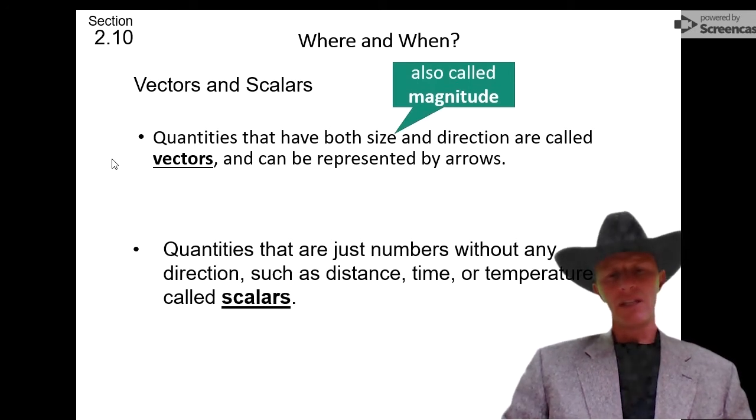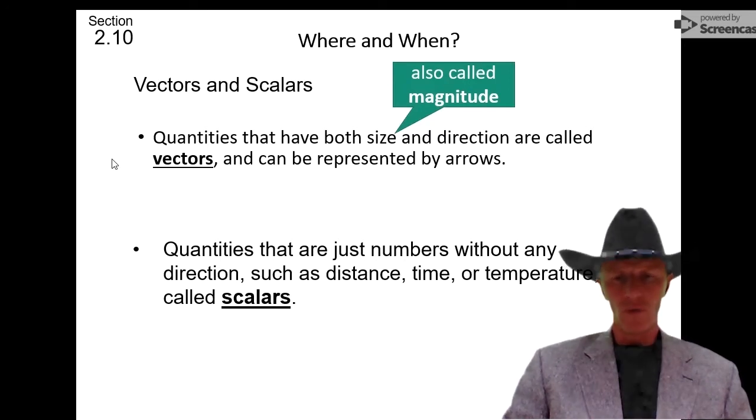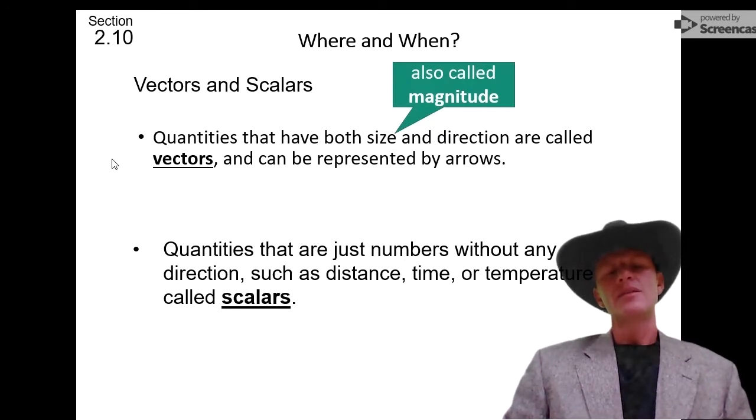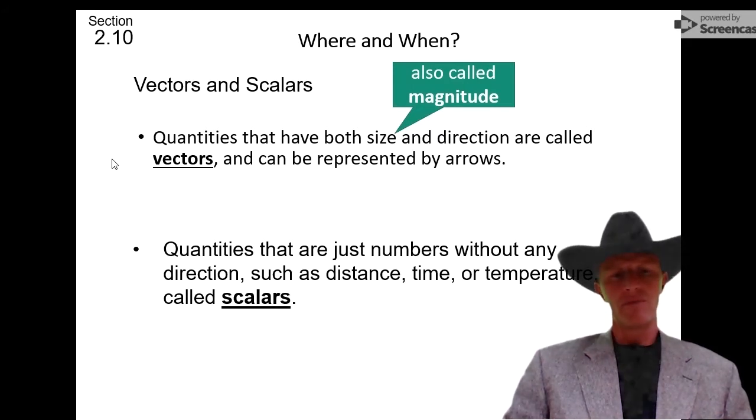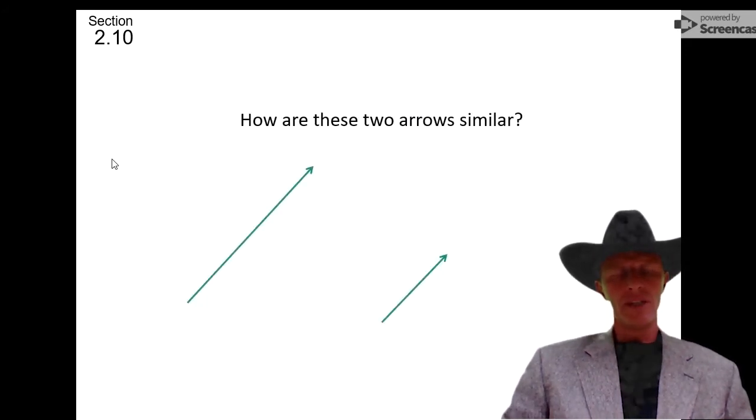And if it's only one dimension, such as distance, how far you go, or time, how long you can hold your breath, then that is considered a scalar. Temperature is a scalar as well. So these are arrows that we use to represent vectors. Now again, vectors contain two quantities.